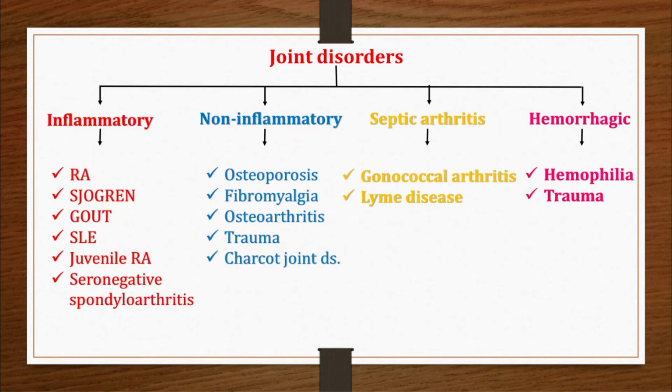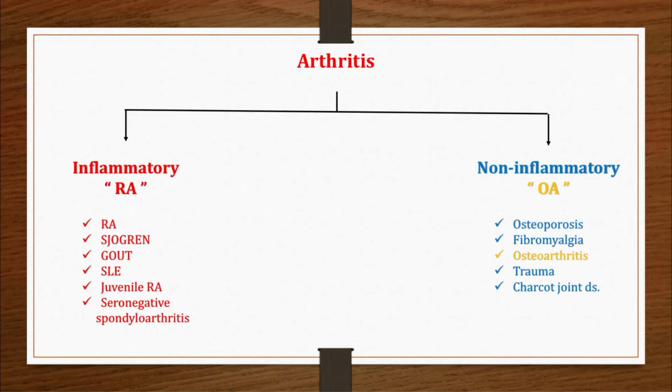We can also classify rheumatologic disease as inflammatory, non-inflammatory, septic, and hemorrhagic arthritis. So remember here that rheumatoid arthritis is an inflammatory type of arthritis, along with Sjogren syndrome, gout, SLE, juvenile rheumatoid arthritis, and lastly seronegative spondyloarthritis. Whereas osteoarthritis is a non-inflammatory arthritis, along with osteoporosis, fibromyalgia, trauma, and Charcot joint disease.